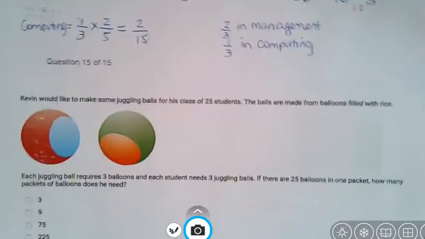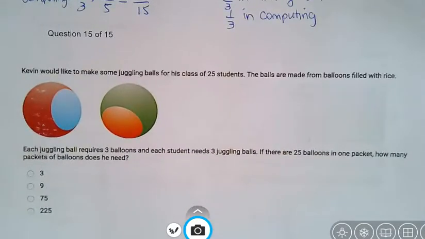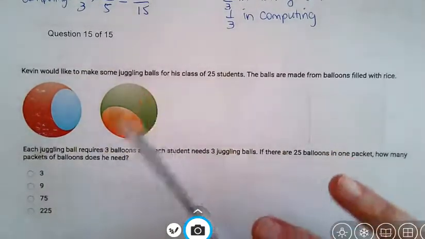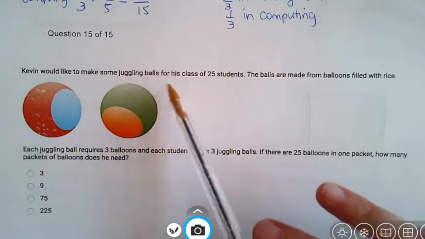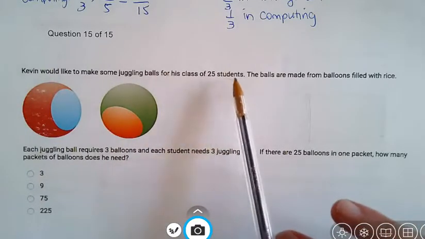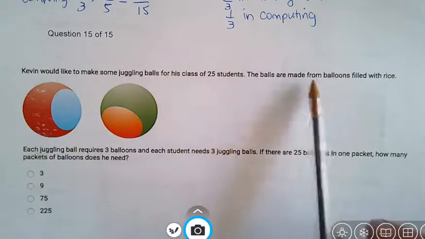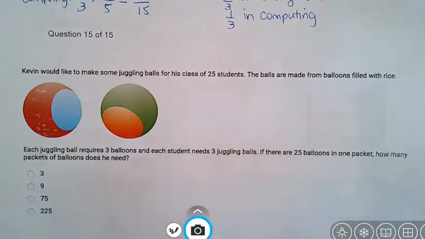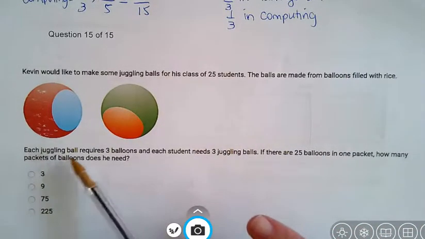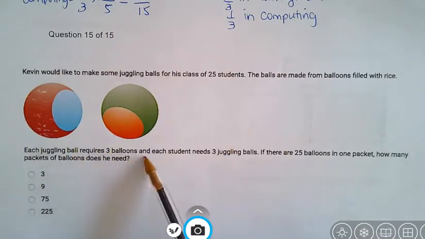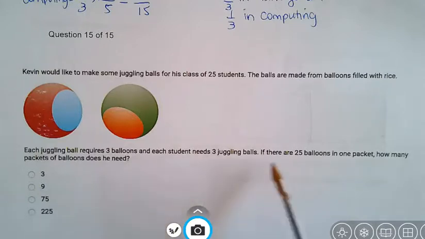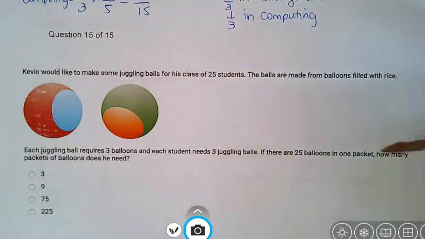Okay, now question 15, this one's a bit tricky as well. So Kevin would like to make some juggling balls for his class of 25 students, and the balls are made from balloons filled with rice. Each juggling ball requires 3 balloons, and each student needs 3 juggling balls. And there are 25 balloons in one packet. How many packets does he need?